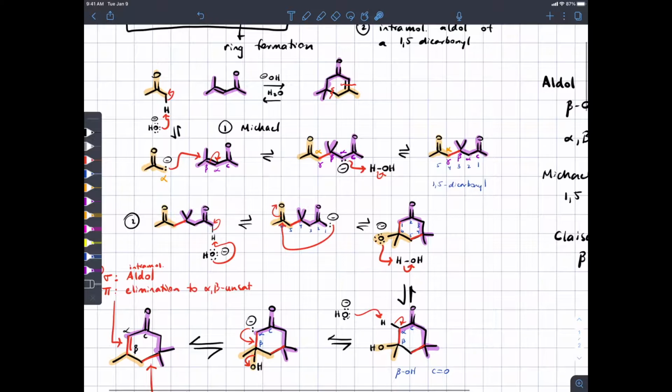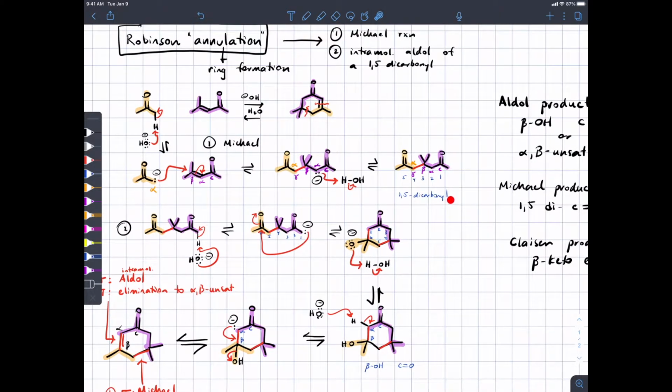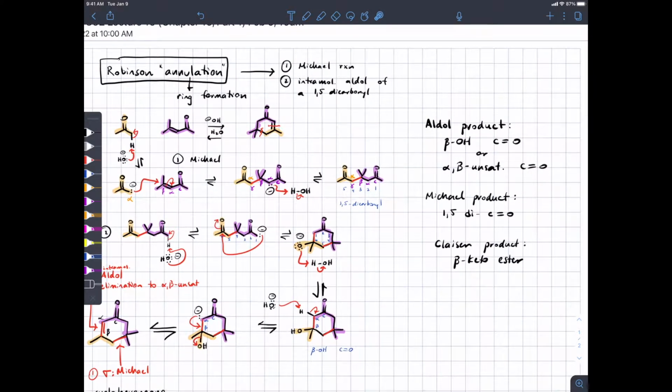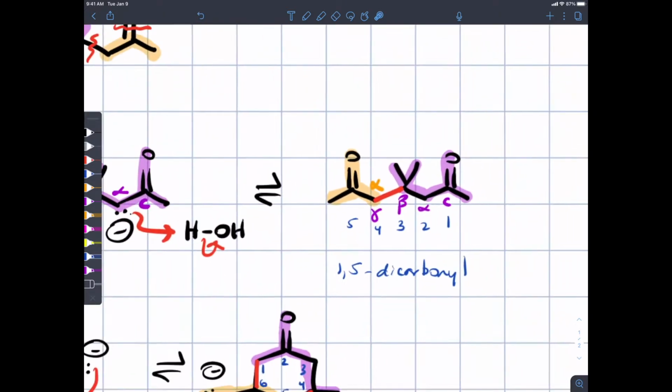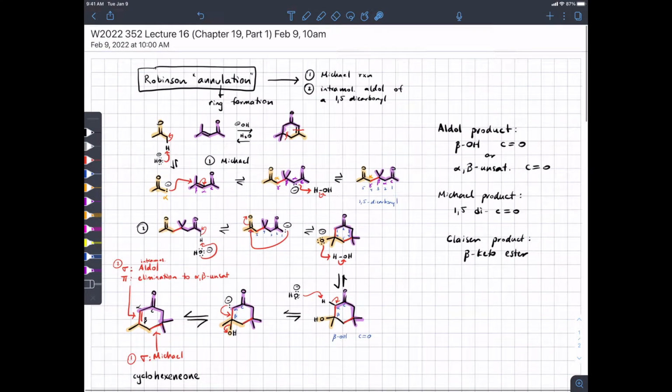The Michael reaction involves an enolate attacking the beta carbon, and the product of the Michael reaction is this 1,5-dicarbonyl compound. I've been pushing you the past couple of lectures to pay attention to structural patterns in products, because that can help you remember how we got to those products. The 1,5-dicarbonyl compound, or a product with carbonyls that are 5 atoms away from each other, these are Michael products, and you could have made them via Michael addition.